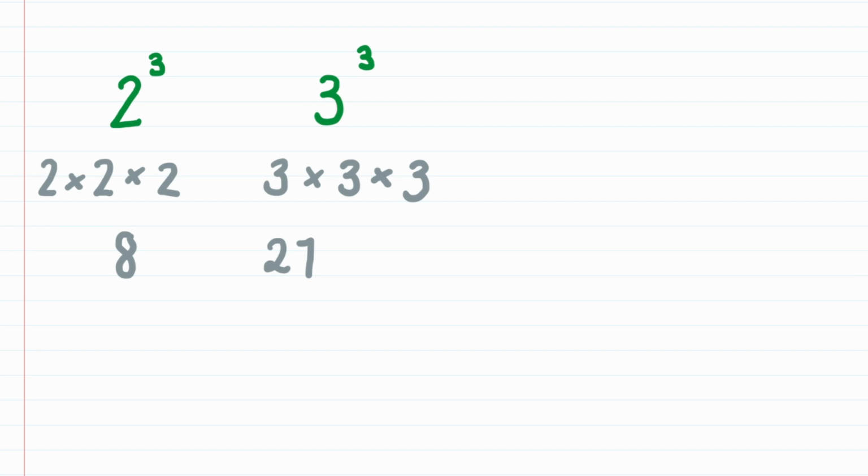I know that 8 is smaller than 27, so that means that 2 times 2 times 2 is smaller than 3 times 3 times 3. So therefore, 2 cubed is smaller than 3 cubed.